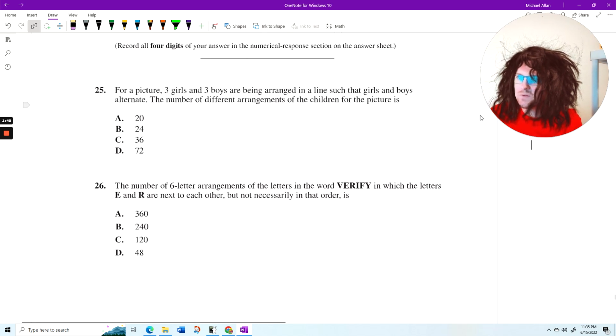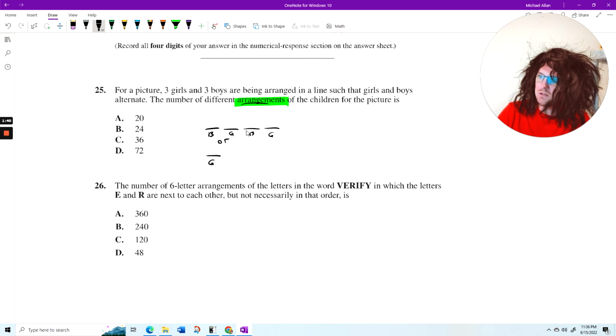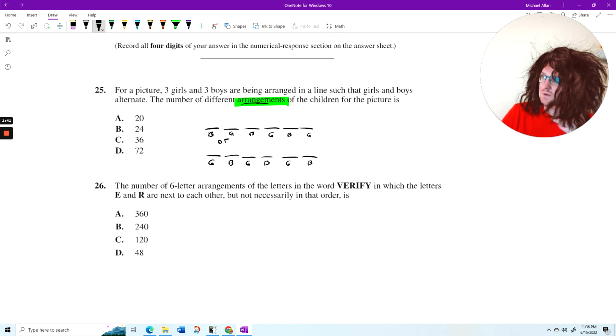Yeah, so this time it's an hour 40. Ooh, an hour 40. Okay. For a pitcher, three boys are arranged such that they alternate. Now, this one's kind of tricky because we're looking for arrangement, so order does matter. So there are two cases here, one where we start with a boy and one where we start with a girl, because the alternating pattern could go boy, girl, boy, girl, boy, girl, or it can go girl, boy, girl, boy, girl, boy, right? So we've got two cases we had to deal with, so we could just find one and times by two, or just find the two and then add them together.